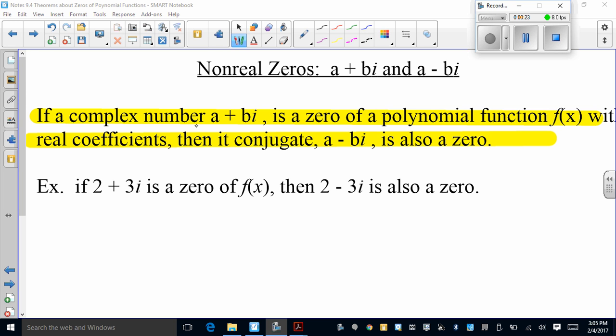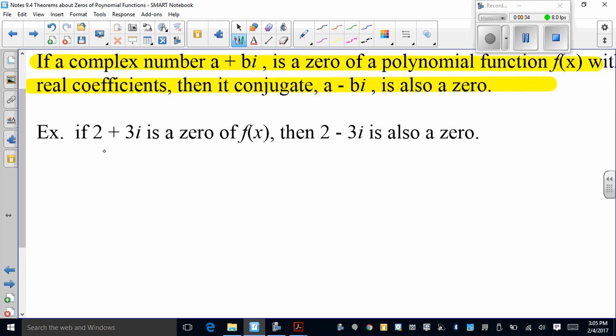So they gave you an example here. If 2 plus 3i is a zero of f of x, then 2 minus 3i is also a zero of f of x. This is where I get to remind you where those come from. The square root of -1 is equal to i, and i squared is equal to -1. Square this, square the radical, disappear. i cubed is equal to i squared times i, and i to the fourth is +1.